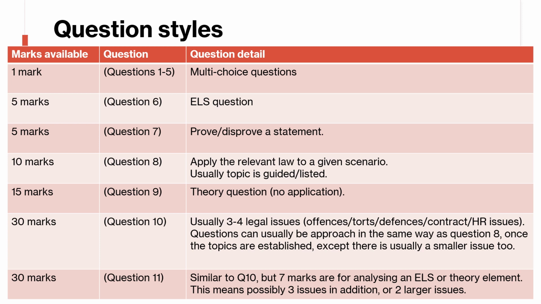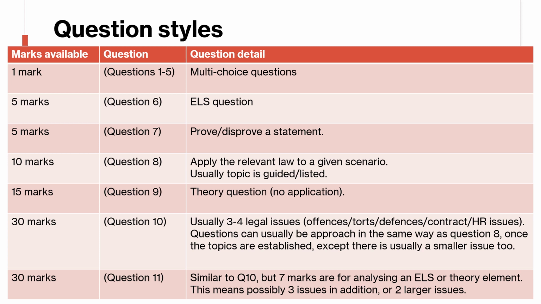But the 5 marks for question 7 is proving or disproving a statement. This is an application question. Question 8 has 10 marks. Again, the topic is guided or listed, so you might have to apply the relevant law. It could be a defence, an offence, a tort, or a contract issue. But usually it's just one issue when it's a large application.